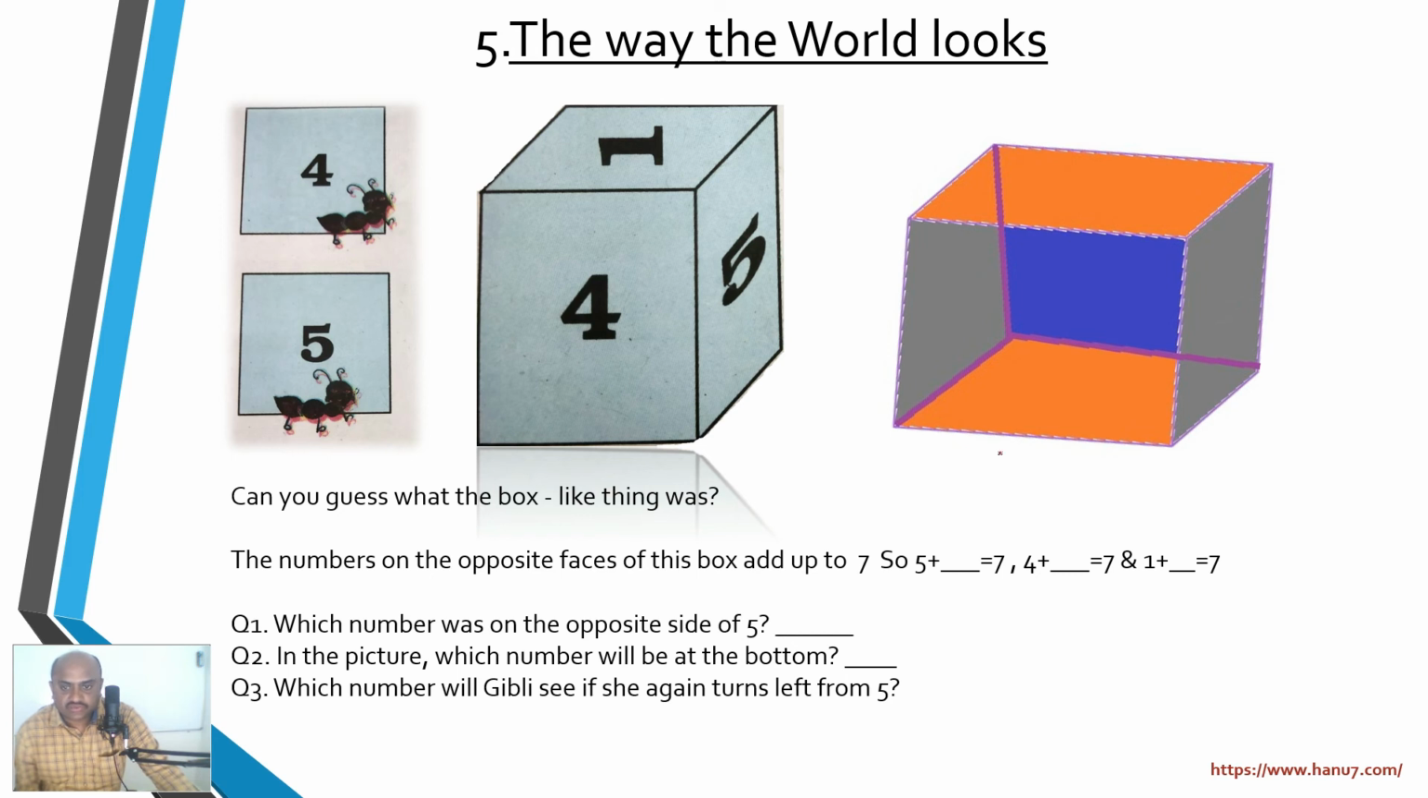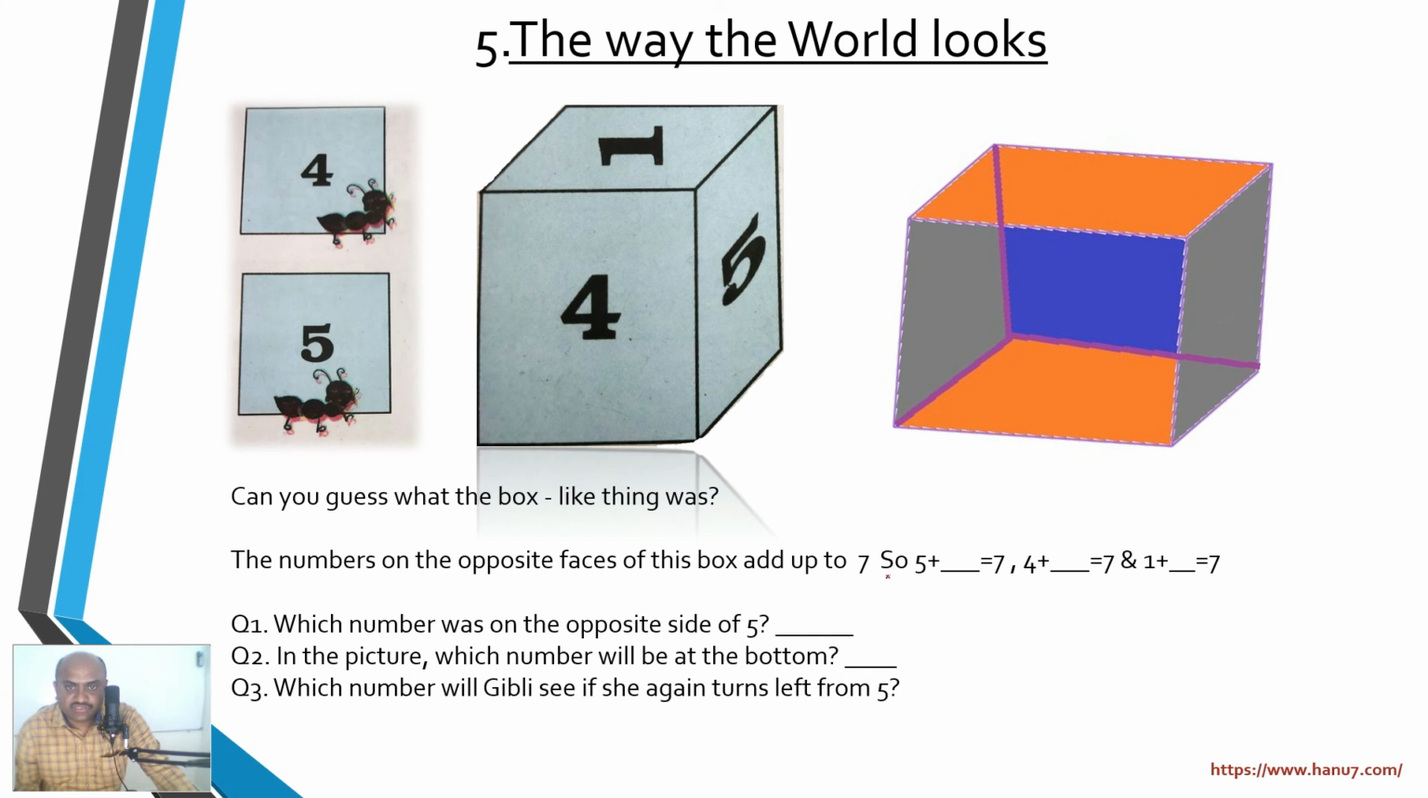We are lucky that the opposite faces add up to 7. So 5 plus 2 is equal to how much? In this case, we cannot see more than 3 faces, right? For a cube or any object of this type, we cannot see more than 3 faces. So in this case, I can see 5, 4 and 1.